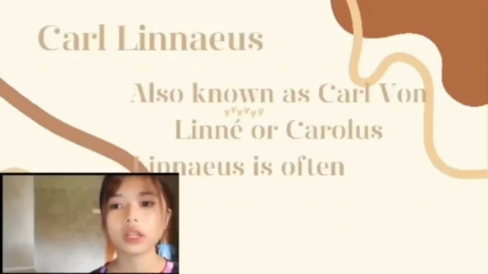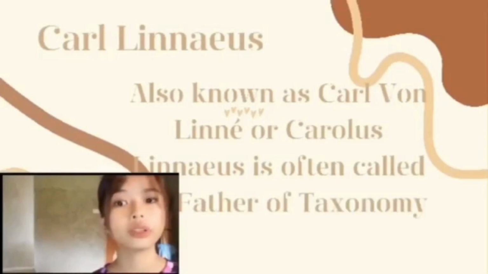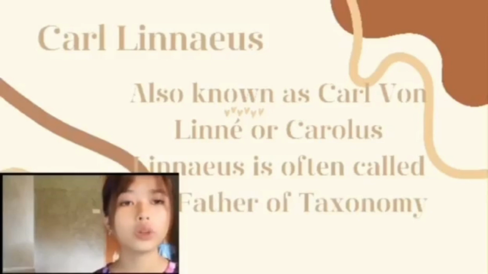So Carl Linnaeus discovered the taxonomy. Also known as Carl von Linné or Carolus Linnaeus, he is often called the father of taxonomy. His system for naming, ranking, and classifying organisms is still in wide use today. He was the first to frame principles for defining natural genera and species of organisms and to create a uniform system for naming them known as binomial nomenclature.